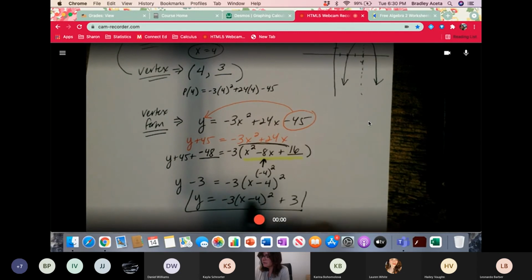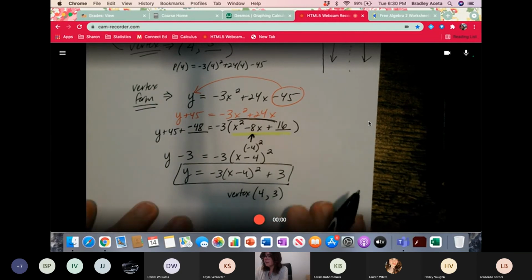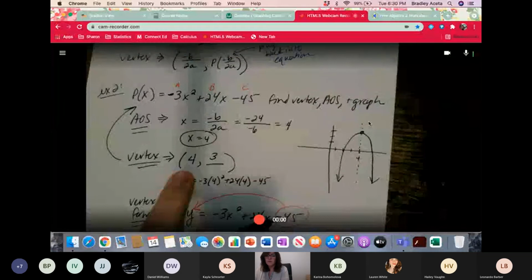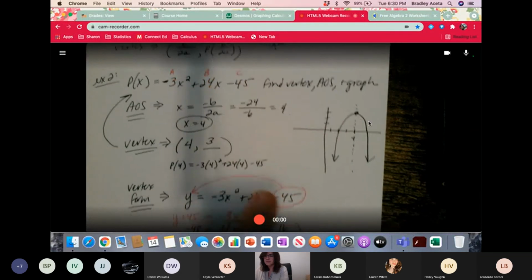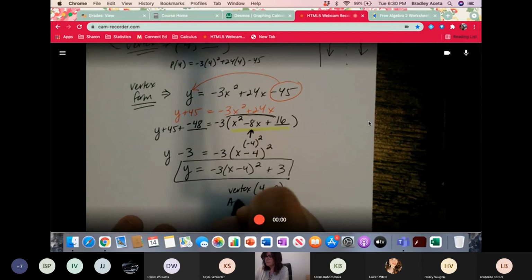This is the vertex form. Let me see my vertex. Change that sign. It would be vertex 4. Keep that sign, 3. So (4, 3). Axis of symmetry, x equals 4.